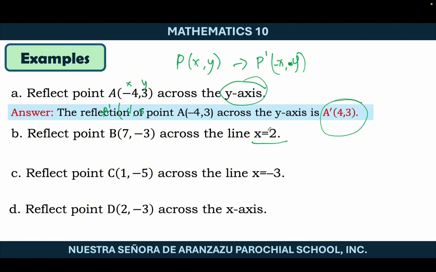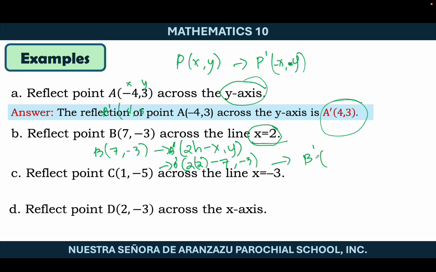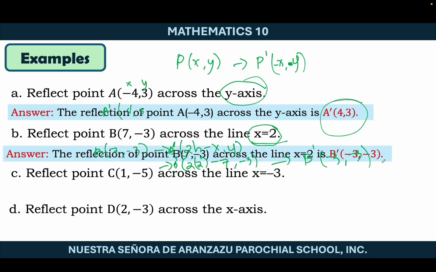This is what I was saying, when you have a given constant, x is equal to 2. So, our given point is point B, 7, negative 3. When we reflect this, we're going to use this formula, 2h minus x, y. Why did you apply the formula on x? Because the given constant is on x. So, basically, B prime is 2 times the constant 2 minus your x, that is 7, y, negative 3. So, our B prime is 2 times 2 is 4, 4 minus 7 is negative 3, negative 3. So, this is its reflected point. Negative 3, negative 3. Okay?